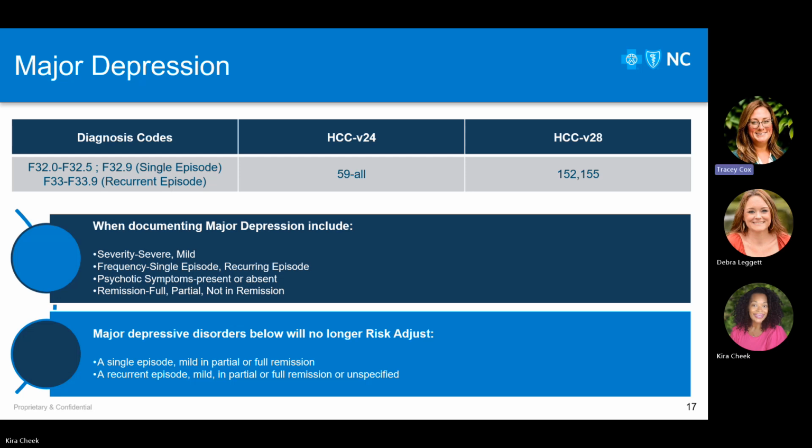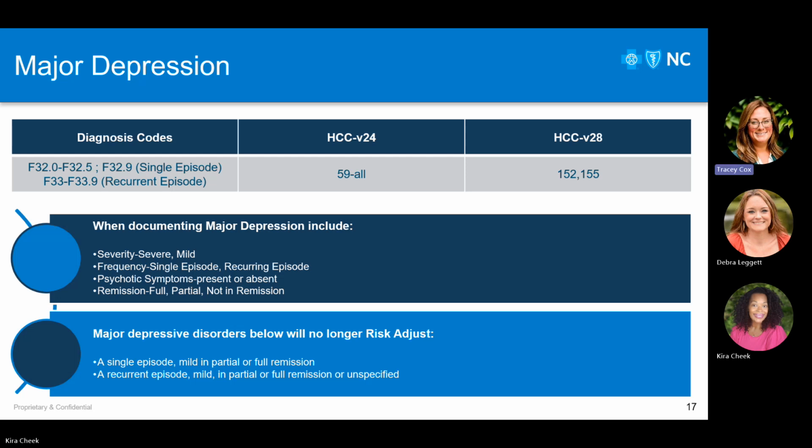When coding for major depression, unspecified should not be used when avoidable. The provider should specify the above in their documentation and assessment. This includes noting the severity, severe or mild, frequency, single episode, recurring episode. Are there psychotic symptoms present? And are they in remission? And if so, is it full, partial?